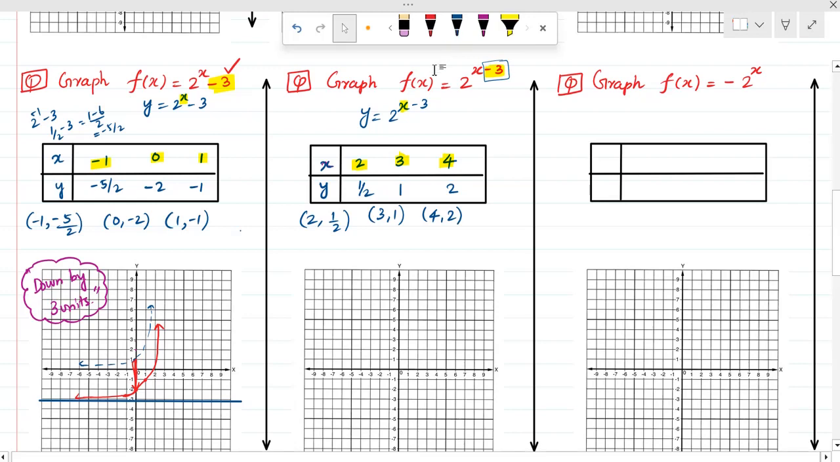So what is the first one here? Just plot the points. 2 comma half, x equals 2, y equals half here. Okay. Then 3 comma 1, it will be here. 4 comma 2, it will be here. So what is this one here?